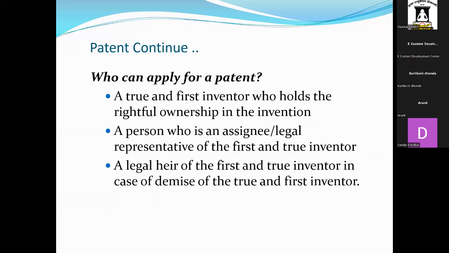So suppose I want to create a new product or a new service. Ten years back, one of our students manufactured this drone. Others in other countries might be manufacturing this. The inventor's legal heirs become the owners in case of demise of the true and first inventor. So I told you we can give it, we can inherit it. So the legal person can give you permission to use your patent.